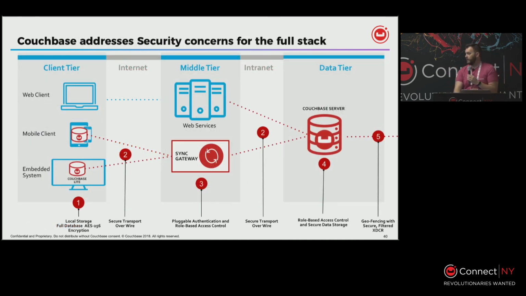So across the stack, including Couchbase Lite, you have AES encryption of the local database, transport over the wire with TLS, pluggable authentication and RBAC control. From the middle tier over the wire to Couchbase, we have TLS again, role-based access control, secure data management, and geofencing with secure filtered XDCR replication. So end to end, we can address all of the security concerns that you have, especially in this day and age when you have things like GDPR.